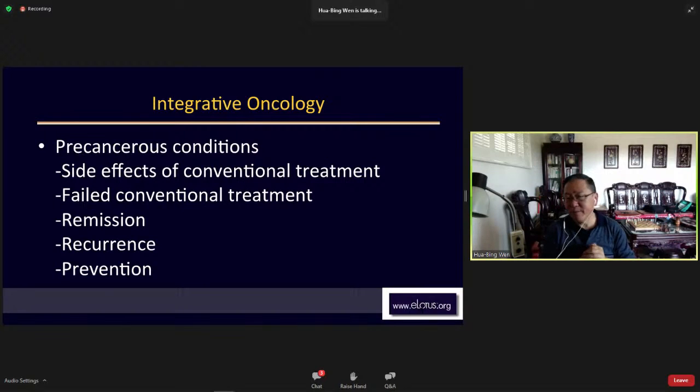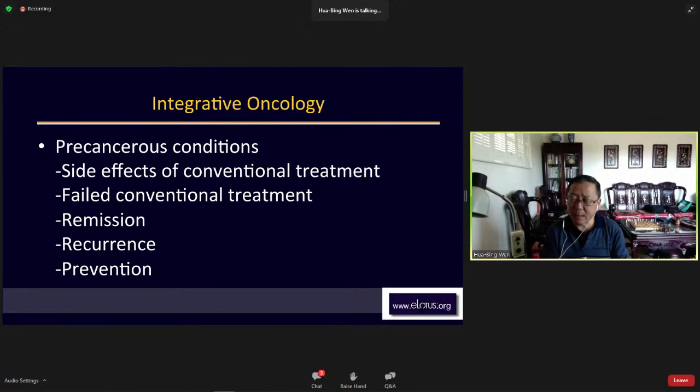And the last part, prevention, and what type of lifestyle should we do to try to prevent the cancer from coming back. In conventional medicine, that is still very general. Yeah, eating healthy, take care of stress. Those are good, but not specific enough. Different types of cancer require different types of lifestyle modification. That's the whole idea.